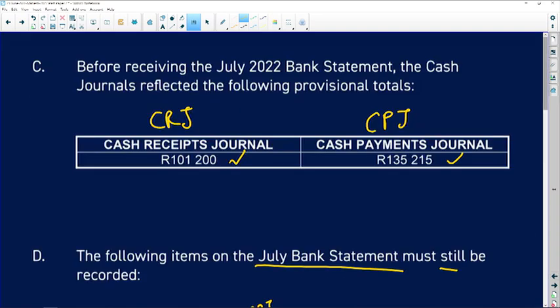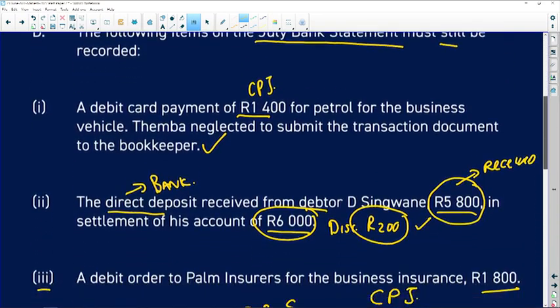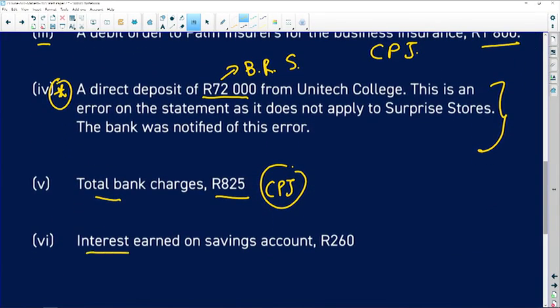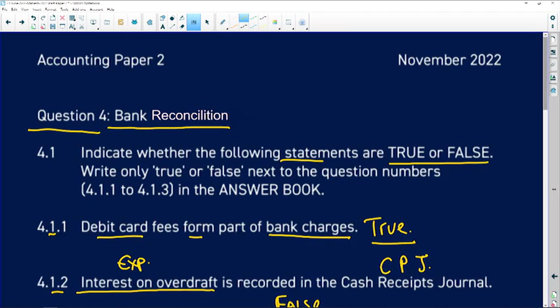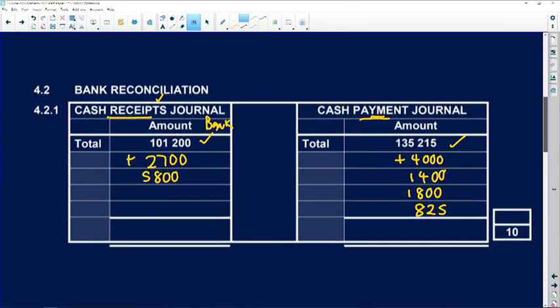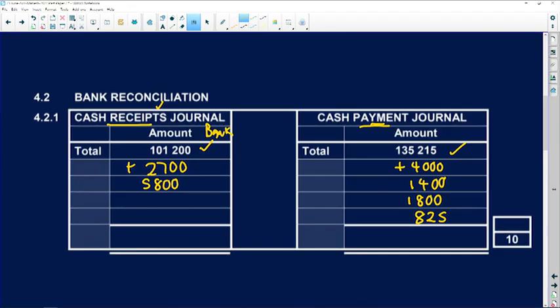And then finally, the last item that still needs to be taken into account, interest earned on savings account 260. So this is an additional receipt and it belongs in our CRJ. We are earning interest. So let's go to our CRJ and let's record this interest that we are receiving, an amount of 260.